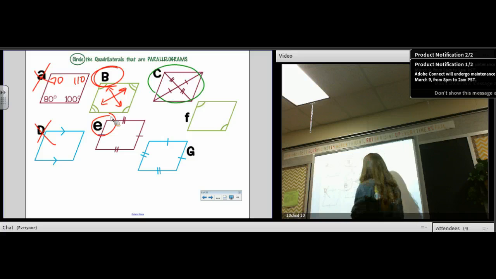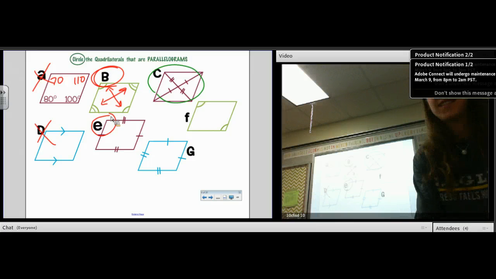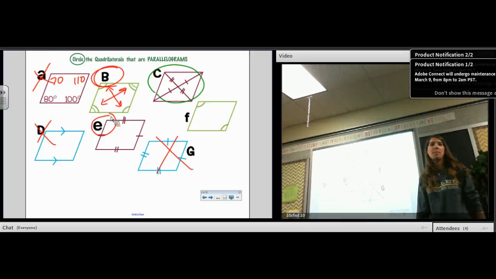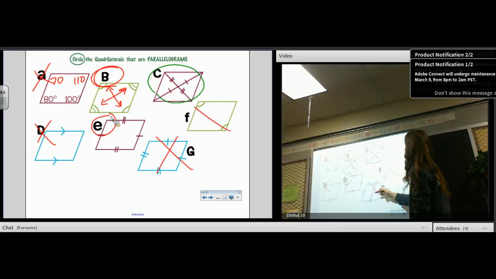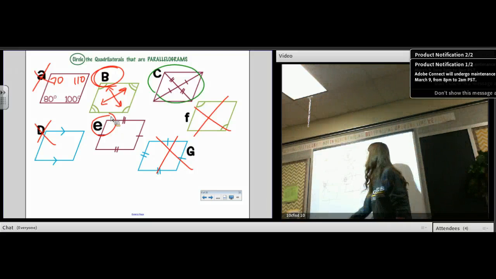That's a kite. Kites are not parallelograms. They're consecutive sides that are congruent. It's not parallel. This is a quadrilateral for all we know. We don't know. And that one's just a quadrilateral too.